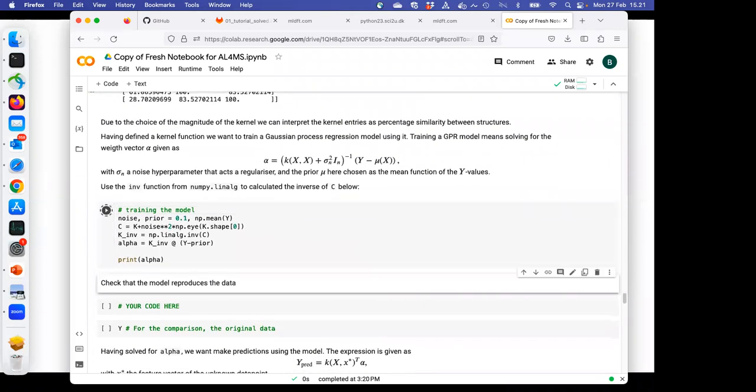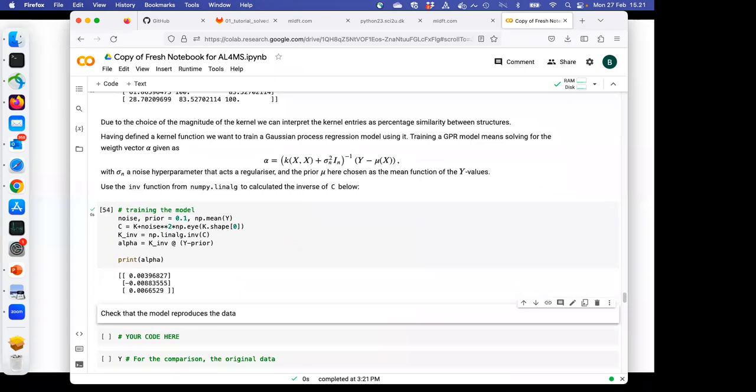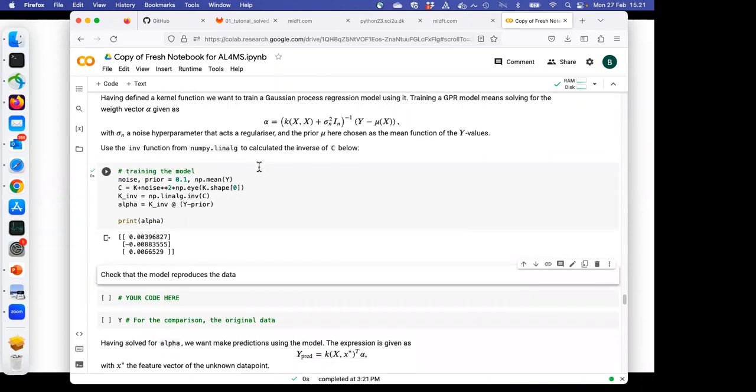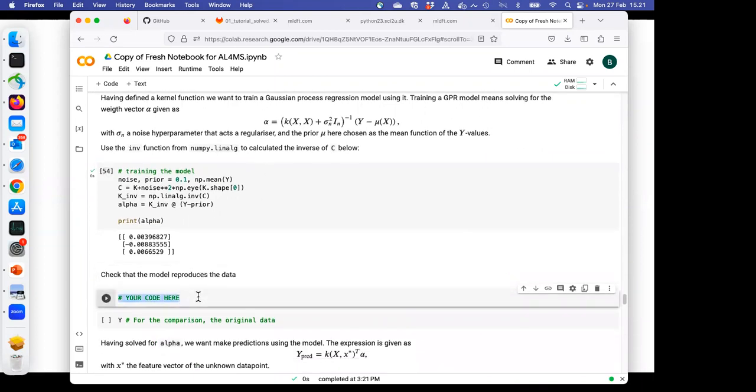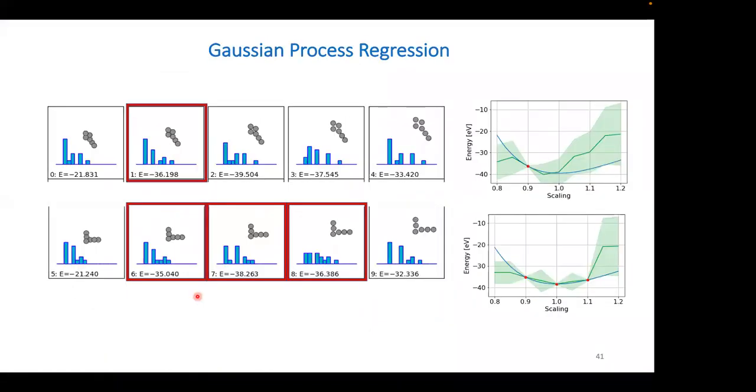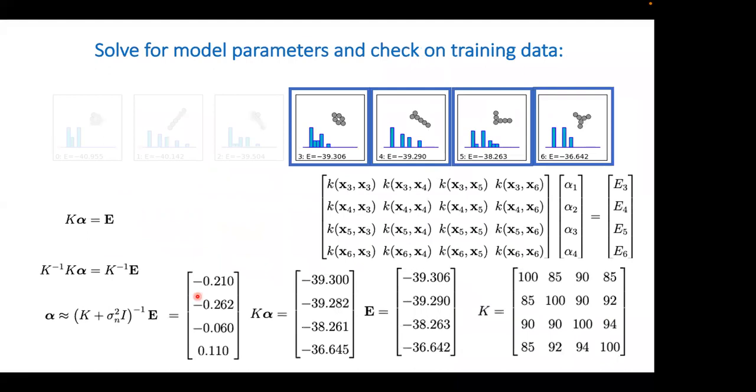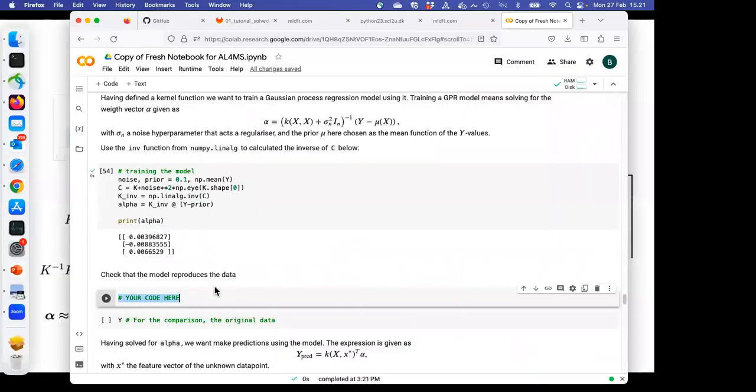And then here we solve the model and we get these alphas that we have no idea what to use for, and then comes here, where I asked you to write the code that will make the prediction for the known structures. So that's just a sanity check, the one I did here in the slides, where I said, okay, I had these data points that ended at these energies, and now with the model I would predict these energies. That is the same kind of thing we should do here.